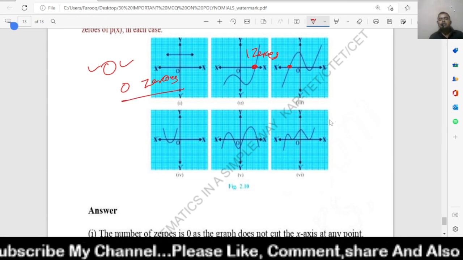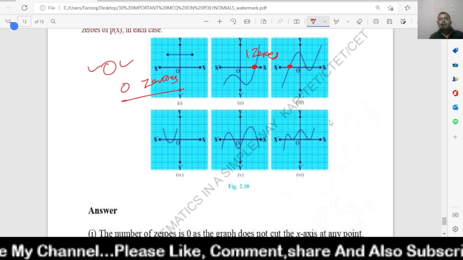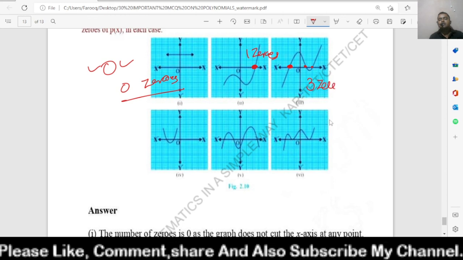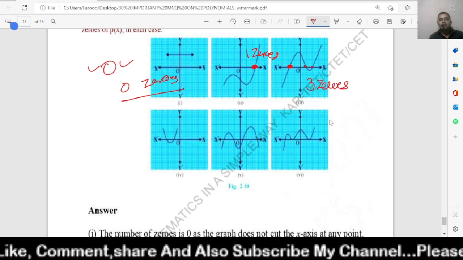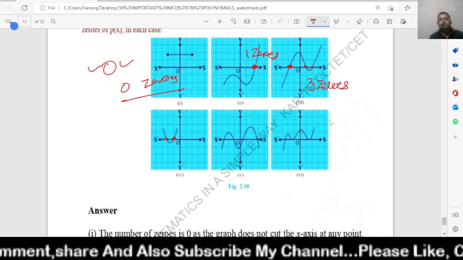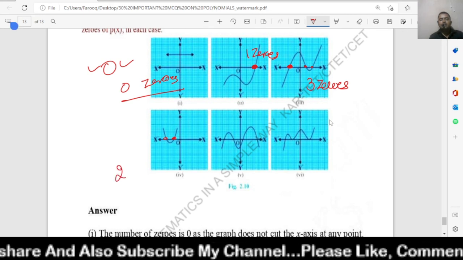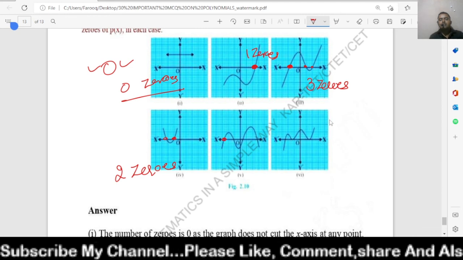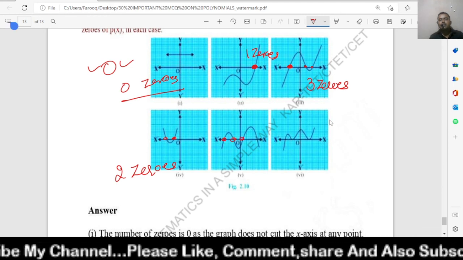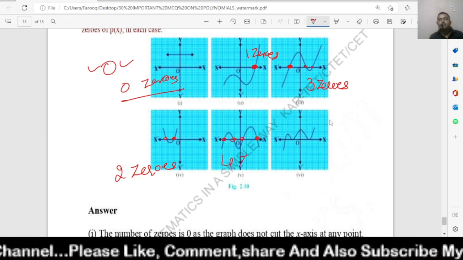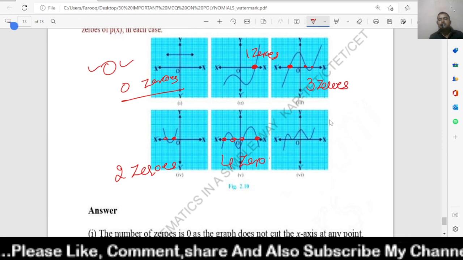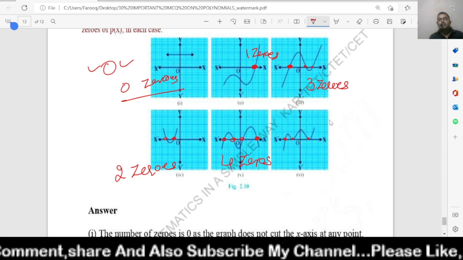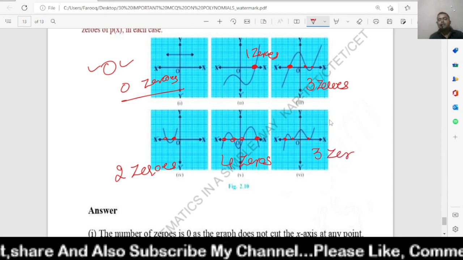Here it cuts the x-axis at 3 points. For this graph, 3 zeros. And this one here has 2 zeros. In the fourth graph, 2 zeros of polynomial. Here 1, 2, 3, 4. 4 zeros of the polynomial because it cuts the x-axis at 4 points. 1, 2, 3. Here 3 zeros of the polynomial.